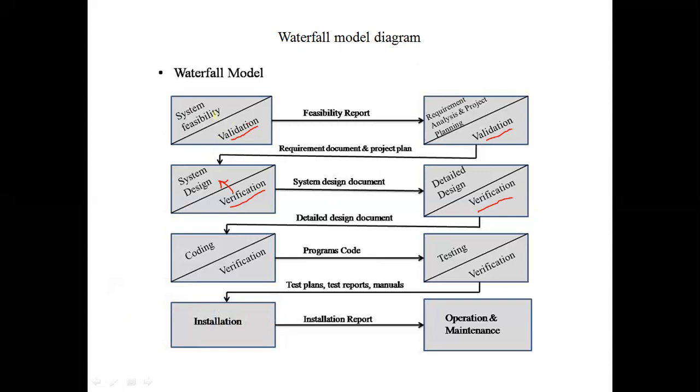On keenly observing, you can see the first phase is system feasibility. The phase is performed, it is validated, and further a document is passed to the next phase. Now, the phase is system feasibility, so we are going to generate a feasibility report and pass it further to requirement analysis and project planning phase.